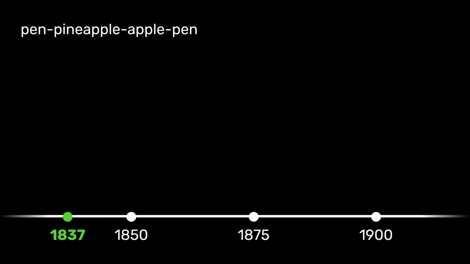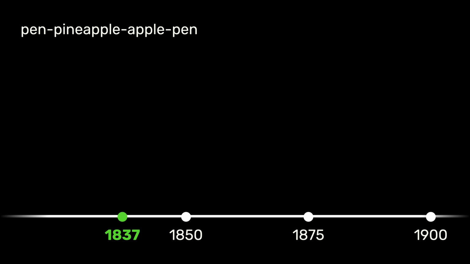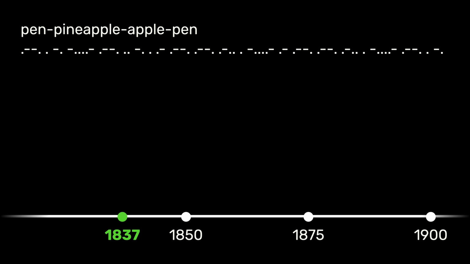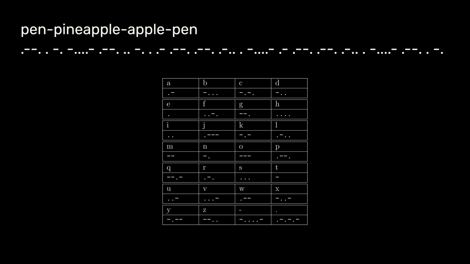The year is 1837. Samuel Morse is working on a revolutionary idea: transmitting information across long distances using signals. He develops what we now know as Morse code, a system of dots and dashes. But here is the brilliant part. Morse didn't give every letter the same length code. He noticed that in English language, some letters appear far more frequently than others. The letter E appears constantly, so he gave it the shortest code, just a single dot. The letter T also appears often, a single dash. Meanwhile, rare letters like Q got longer, more complex codes.